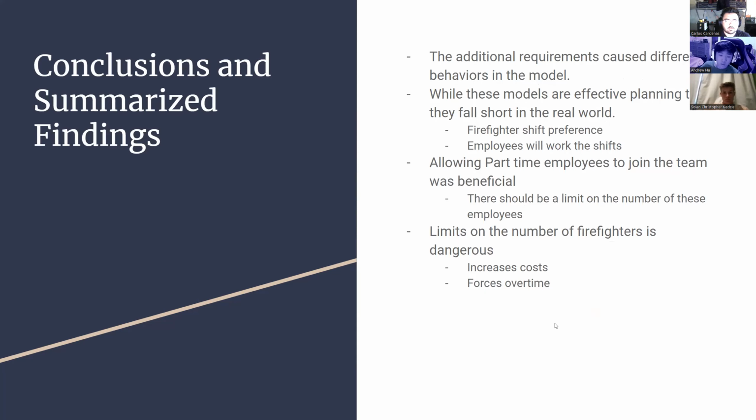Our conclusions for the modeling problem. Additional requirements caused different behaviors in the model from the benchmark. For example, when part-time employees were added, they took up a lot of shifts. And while this does cut costs, it's infeasible because they're not as skilled as a full-time firefighter. Allowing them to join, however, is beneficial because they can take over overtime shifts when required. This is better because it keeps the skilled firefighters rested, and part-time workers can pick up the slack.